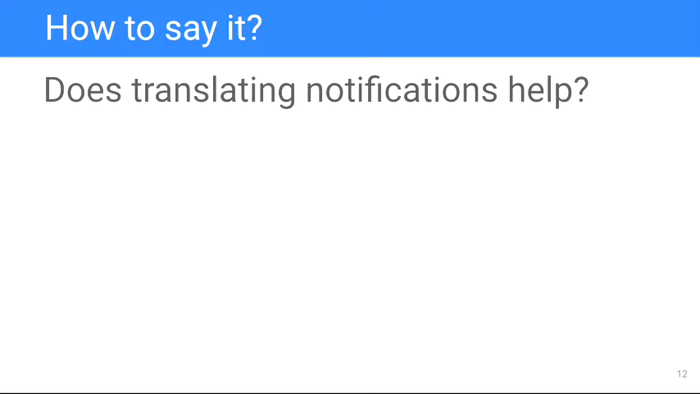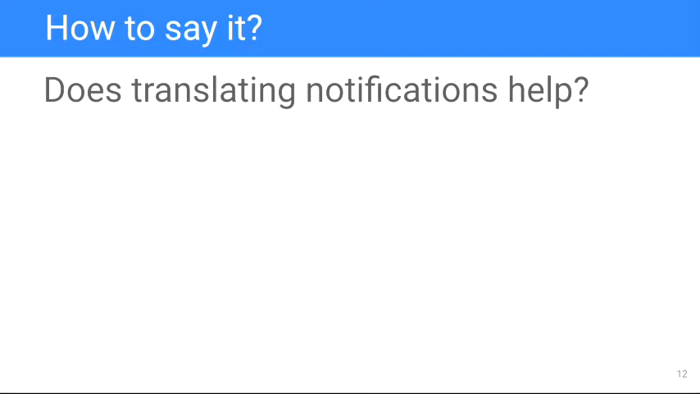So when we looked at how to say it, this is also another area where there's a huge solution space, and there are a lot of different ways you can present the notification to the recipient. We look at one simple question again, which is, does translating notifications help? On one hand, translating a notification into multiple different languages is a lot of work for the notifier, but on the other hand, it could potentially make the notification more effective because it overcomes the language barrier. So with these variables, we want to test different treatments on a vulnerable population.